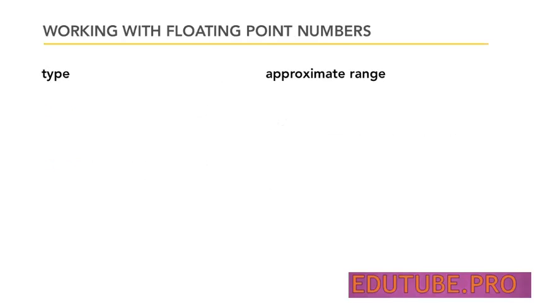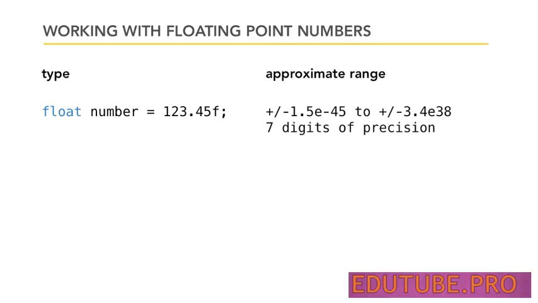But of course, there's also floating point numbers, not just integers. Usually we use floating point numbers for things like decimals and other kinds of fractional numbers. And to do that, there's a float number type. And when you declare a float number, you have to put a little lowercase f on the end. And you can see here I'm declaring a floating point number of 123.45. And it has 7 digits of precision from the range that I've shown there.